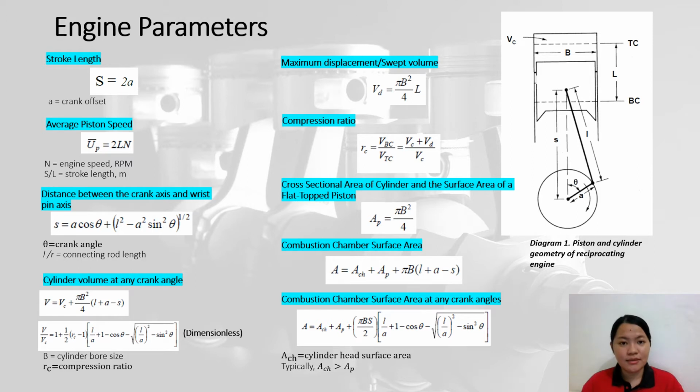As can be seen in the slide, these are the parameters that can be determined through the formula shown. The stroke length is typically denoted as capital S or capital L as shown in the formula and in diagram 1. The connecting rod is also denoted as small l or small r. The crank angle, which is represented by theta, is measured from the cylinder center line and is equal to 0 when the piston is at the top dead center.